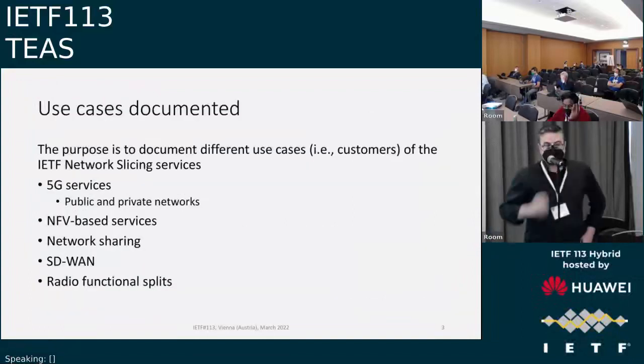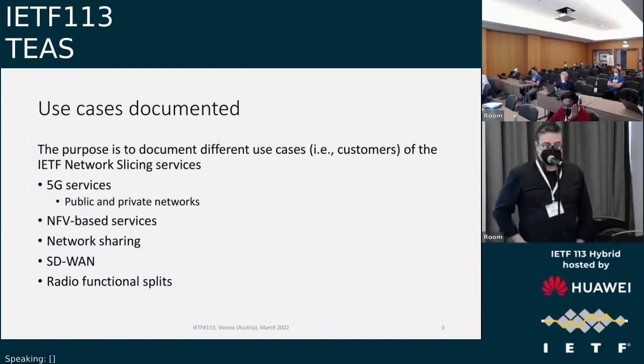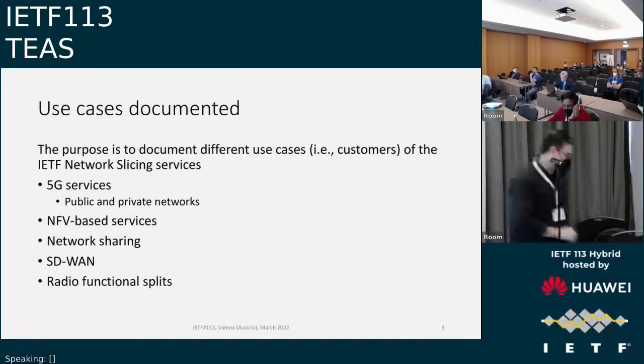So the use cases documented so far: we have documented 5G services. We consider both public and private networks. Also, NFV-based services, so chaining of network functions that could be deployed in different data centers. Also, network sharing, SD-WAN, and the radio functional splits that are being specified in bodies like O-RAN.